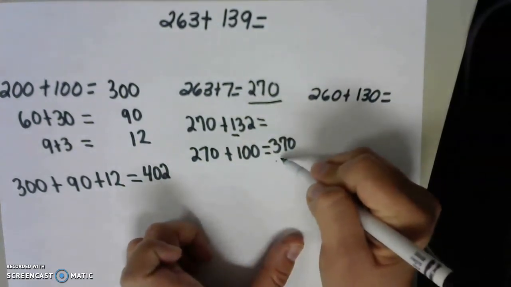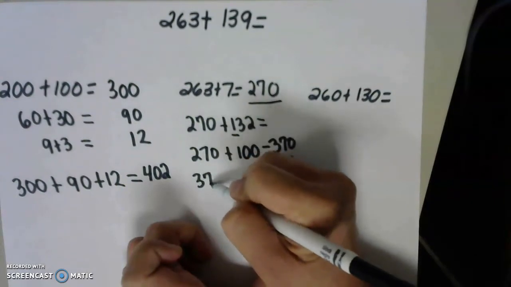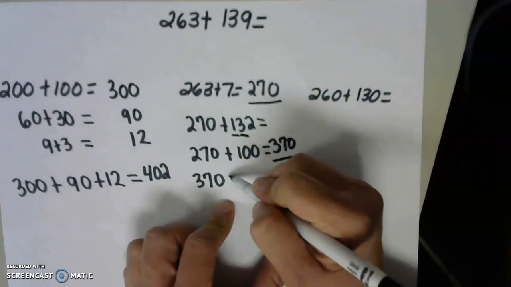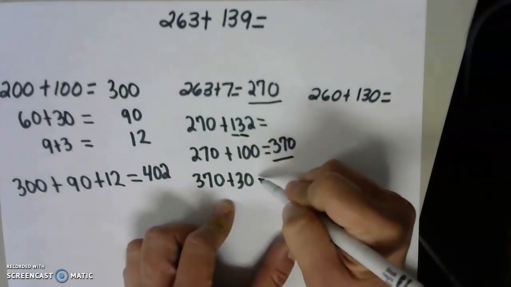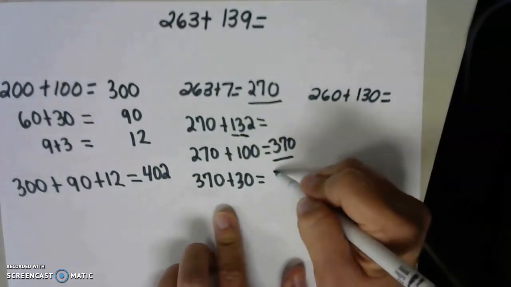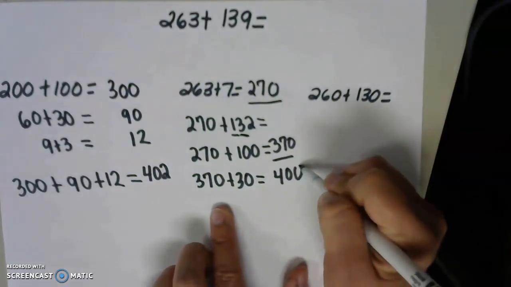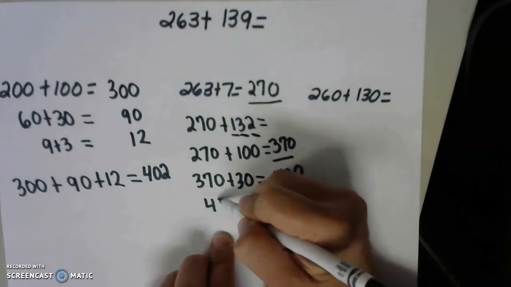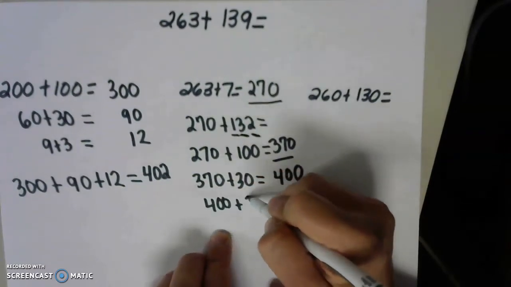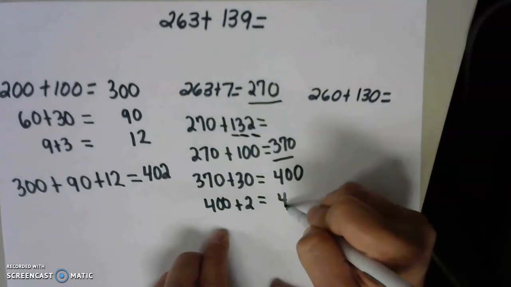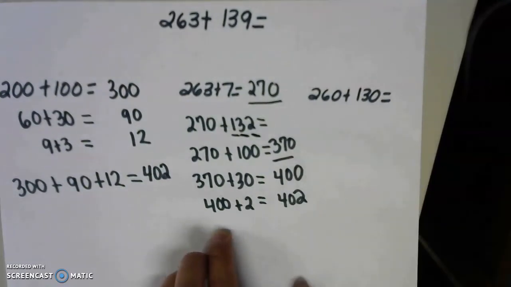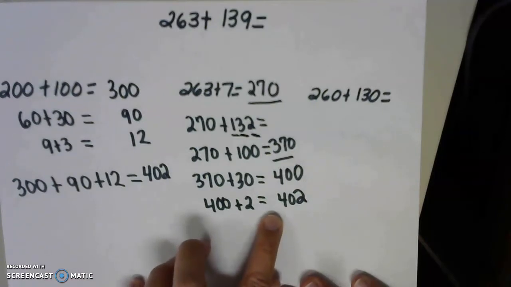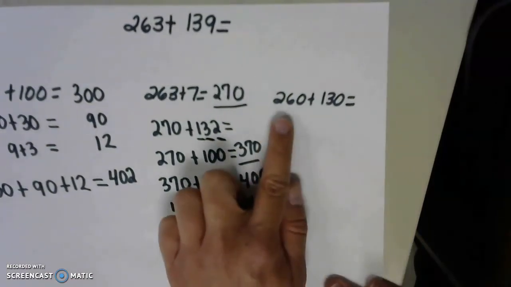I'm going to take this sum, 370, and now I need to add my tens, and I have 3 of them, so 370 plus 30 equals 400. And now I need to add my ones, so 400 plus 2 equals 402. Okay, we can see with each starter problem, I've come up with the same sum. So let's take a look at the last starter problem.